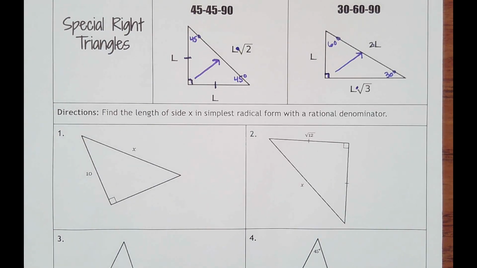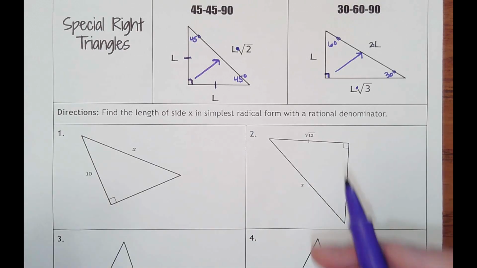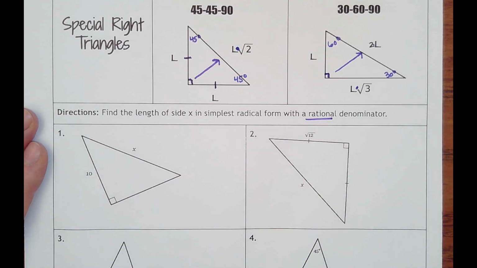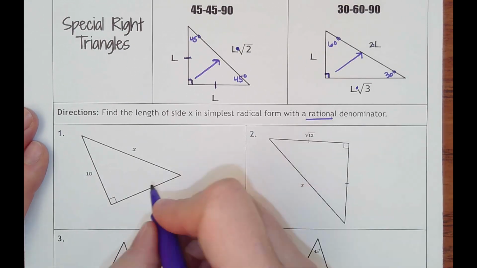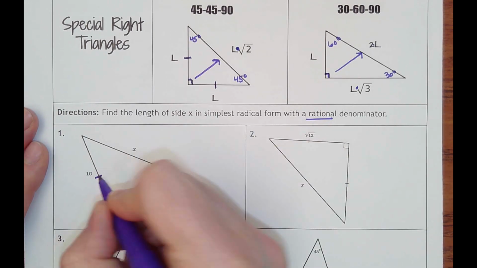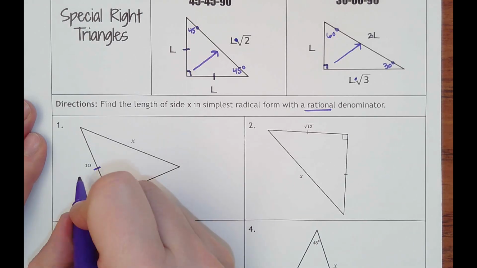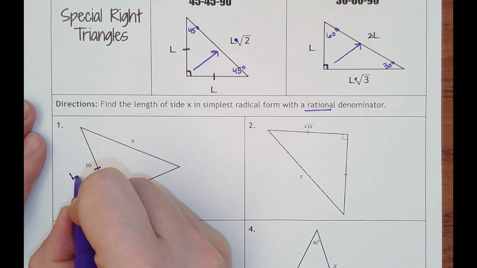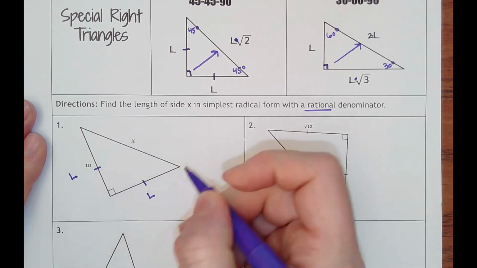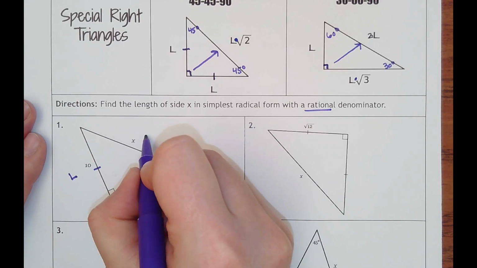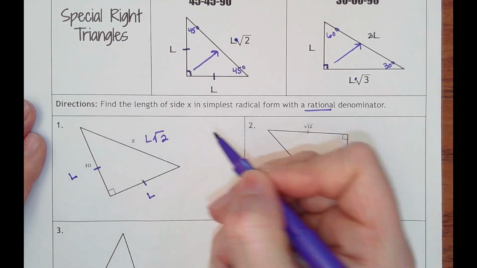Find the length of side x in simplest radical form with a rational denominator. That means that we cannot have a square root of something in the bottom of our fraction. Okay, so this should have told us that this was an isosceles triangle. I think I left that out. So it'll tell you that, hey, this is an isosceles right triangle. And so I want you to label this is L, and this would be L, and this would be L times square root of 2.